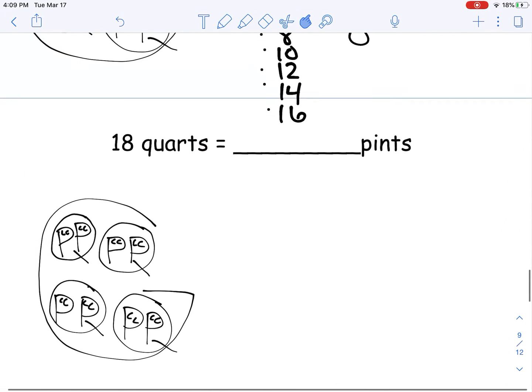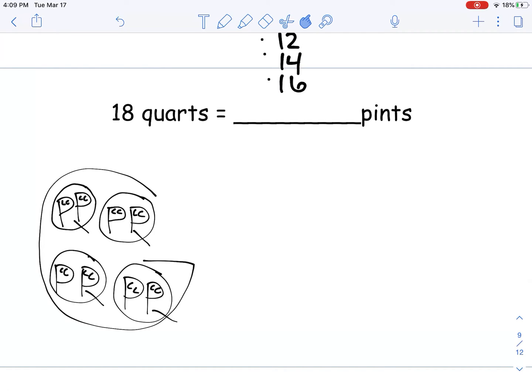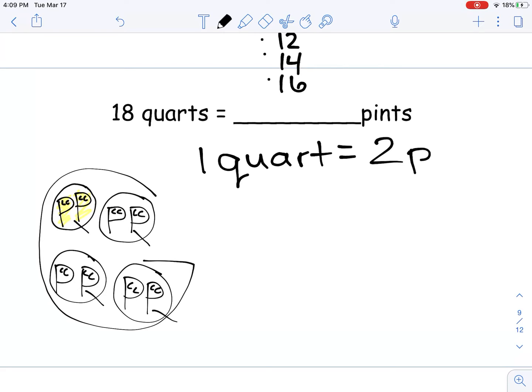And let's do a couple more. Quarts to pints. We're not doing quarts. Sorry, that's not a thing. If I check my quarts and my pints, I look inside. I see 2 P's inside each Q. So that means 1 quart equals 2 pints.